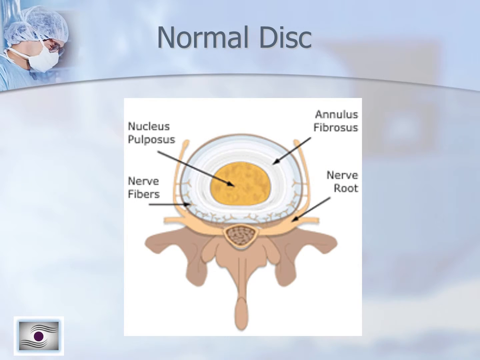A normal disc is composed of two parts, a pulpy center called the nucleus and a fibrous envelope called the annulus. The nucleus provides shock absorbing properties and the annulus provides resistance. Small pain sensitive fibers are located in the outer third of the back of the disc.